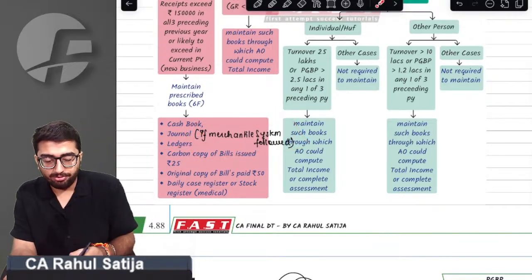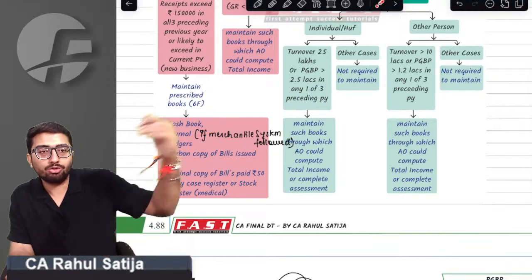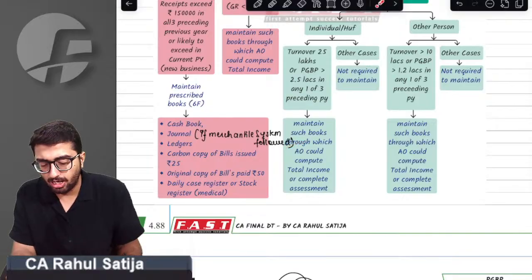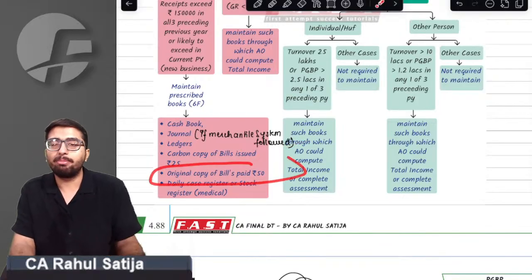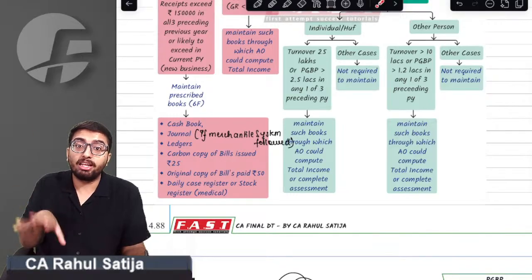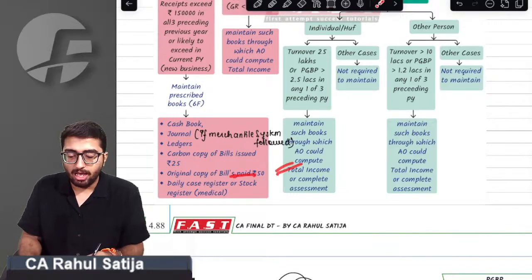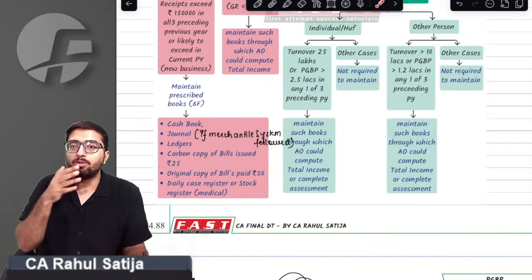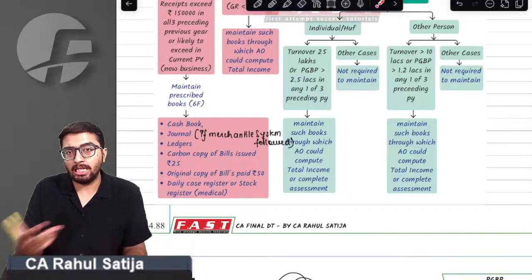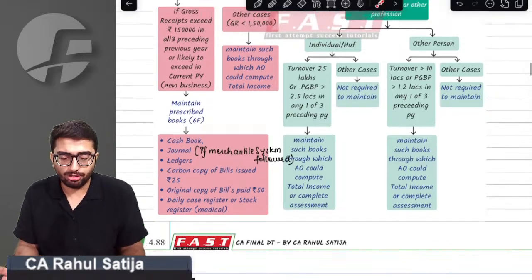We have to maintain a ledger. We have to issue bills, and if a bill exceeds 25 rupees, we have to issue a carbon copy. If we have paid any bill exceeding 50 rupees, we require the original copy of that bill. In case of medical business, we need a daily stock register and a daily case register. This has to be maintained in case of specified professions.